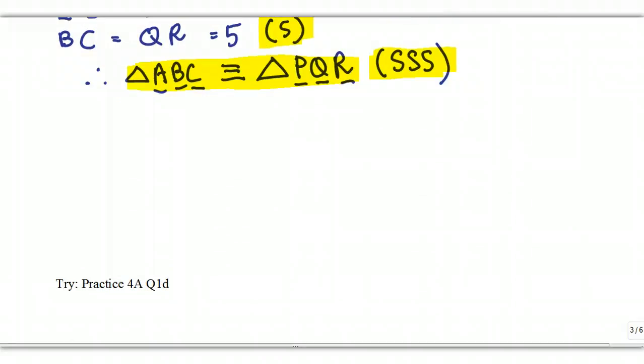Now I would like you to turn to your textbook, practice 4A, and try question 1D on foolscap paper. Please start a new piece, or you can continue on the piece of foolscap paper that you did practice for A earlier.